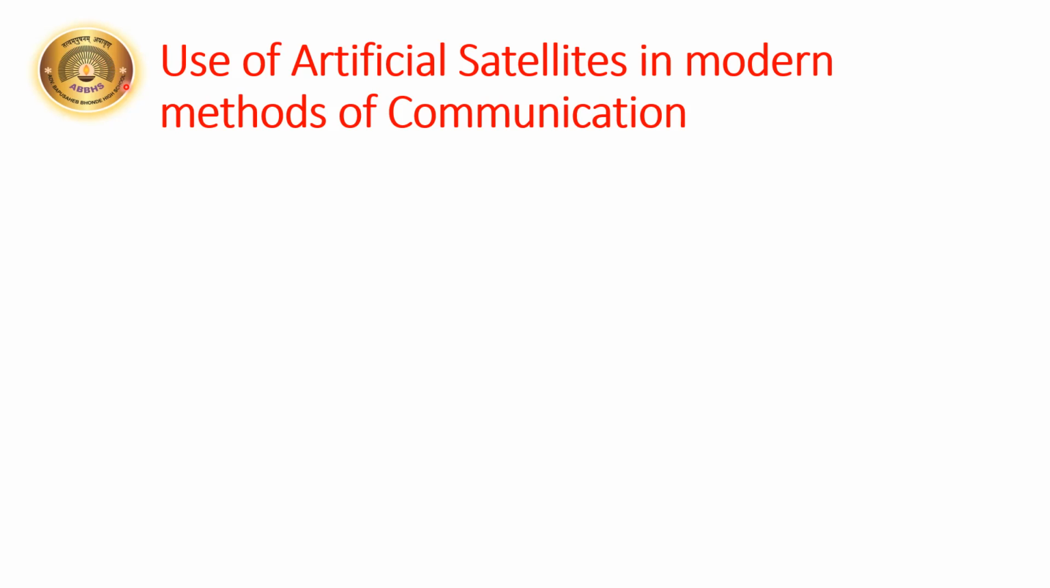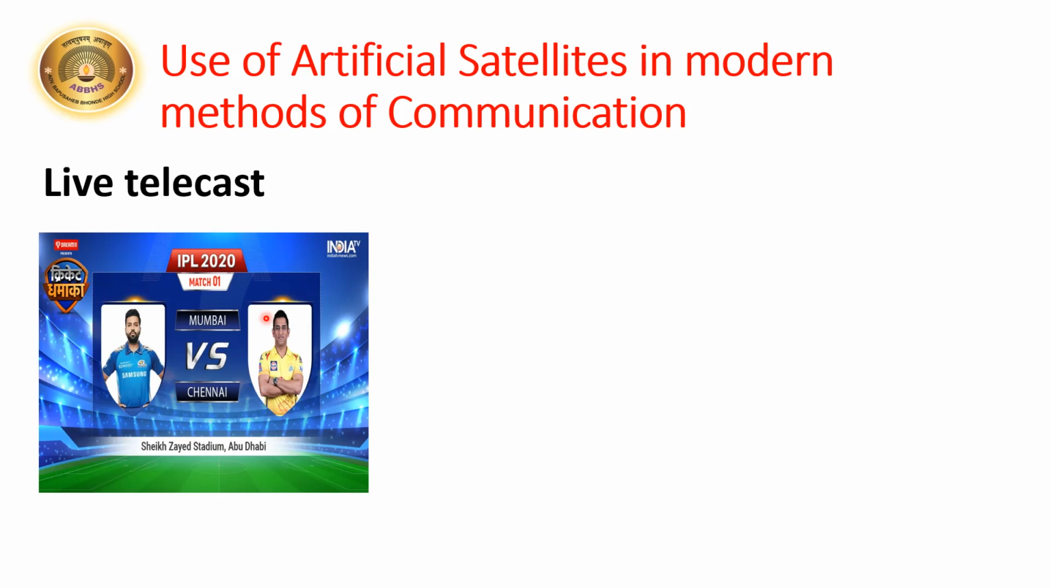Now we will learn the use of artificial satellites in modern methods of communication. Artificial satellites are used in modern methods of communication. The signals are delivered very quickly from one point to another. For example, live telecast. Everybody has watched IPL match or T20 match. Then we can watch live telecast of any event going on in any part of the world. For example, football and cricket match live telecast we can watch on our TV or on mobile phones.